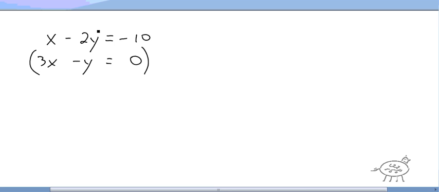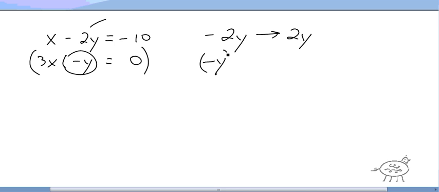I need to multiply one of these equations. If you notice, this one's got negative 2y. The opposite of negative 2y is positive 2y. The question is, what do you multiply negative y by to give me 2y? Well, I multiply it by negative 2. Negative 2 times negative y is positive 2y. So I'm going to multiply the whole equation by negative 2.